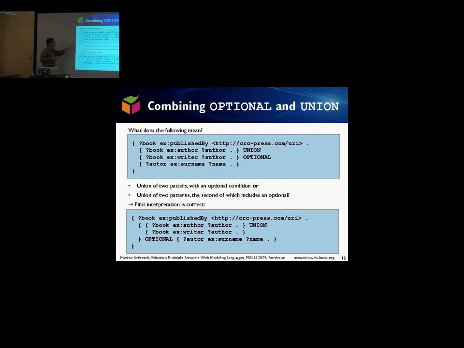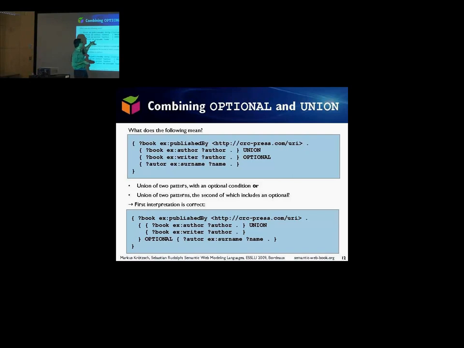So what is the interpretation of this particular statement? Does it mean that it's a union of these two with an optional pattern added to it? Or it's a union of two patterns, the second of which has an optional pattern associated with it? In this particular case, the first interpretation is actually correct. It's the union of these two patterns with an optional condition attached to it. So it's going to compute the union of these two.